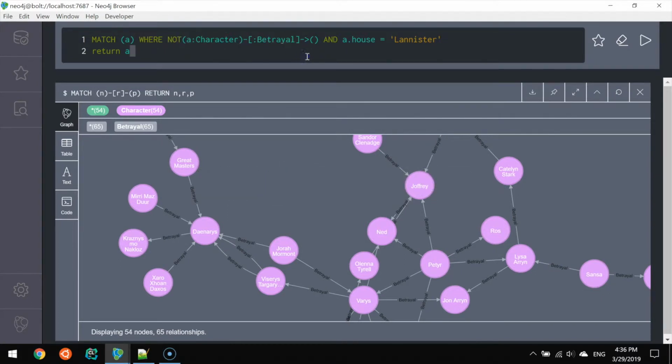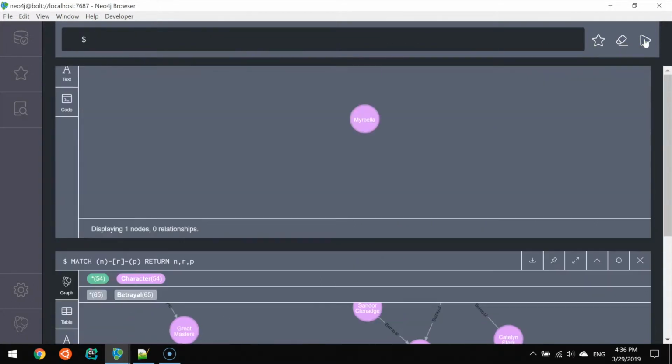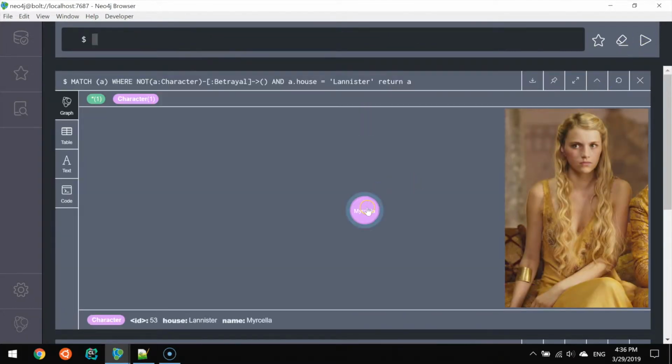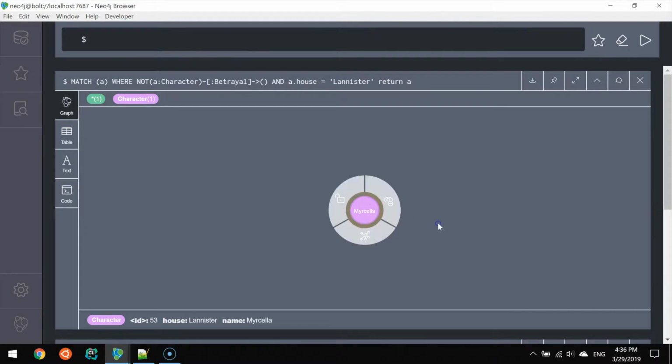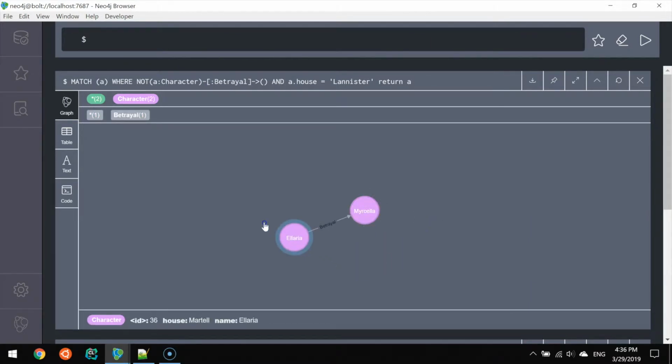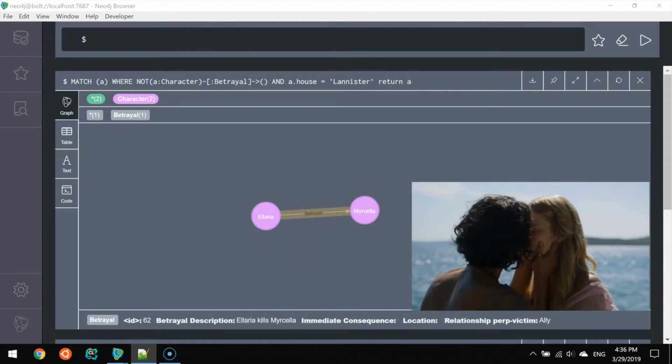We also want those characters to be of House Lannister, so we're going to use the AND keyword and add another constraint. So let's run this query and see who we get. And we get Myrcella. If we click her twice, we can see that Illyria betrayed her, and we all know what happened there, where Illyria poisoned poor Myrcella.